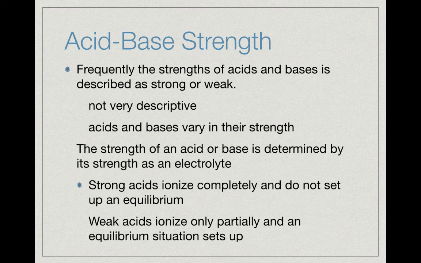and has an equilibrium situation set up in solution where most of the substance would be associated and only part of it dissociated, and the associated part and the dissociated part are in equilibrium, coming back together and breaking apart. If you have a weak electrolyte with acid properties, we call that a weak acid. So weak acids will ionize only partially, and as a result we get an equilibrium situation setting up in water. And we'll look at each of these in a little bit more detail.